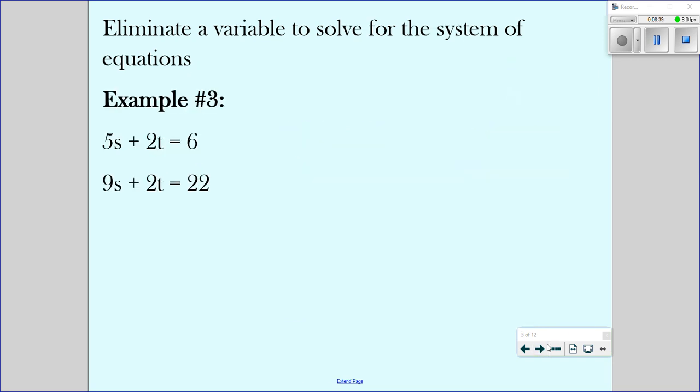All right, let's go on to the next one. Now, this example is different from the first two examples that we did, seeing how we have the same term, 2t, but they're both positive. That means you're going to have to make one of them negative. So I'm going to rewrite it again. Label this one 1, this one is 2. So it's 5s plus 2t equals 6, and the other one is 9s plus 2t equals 22.